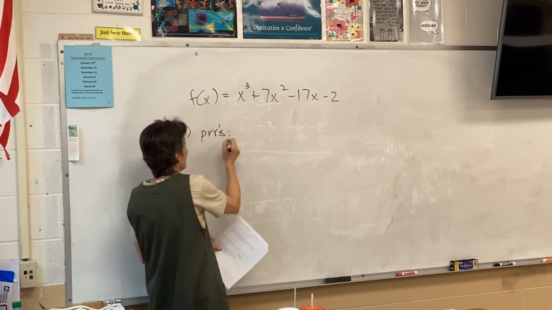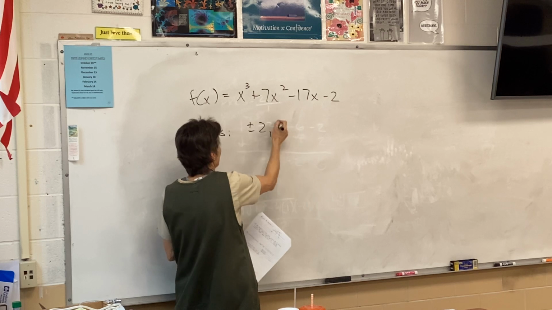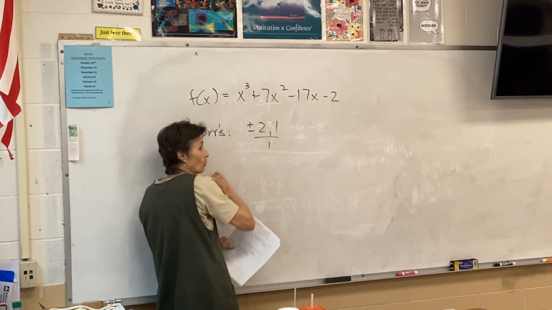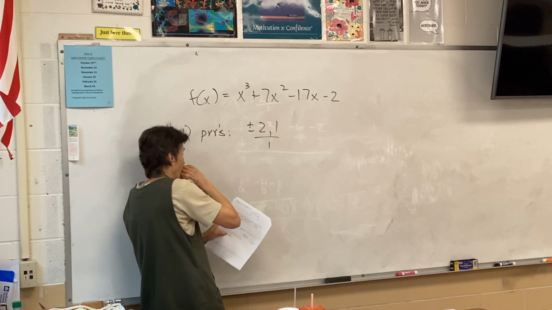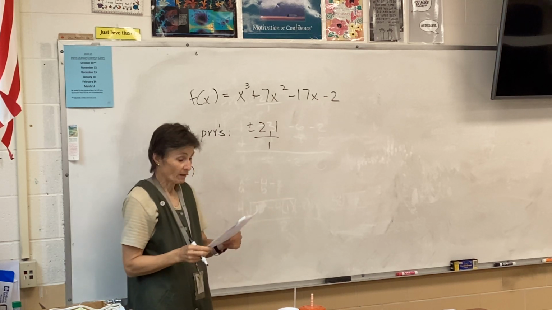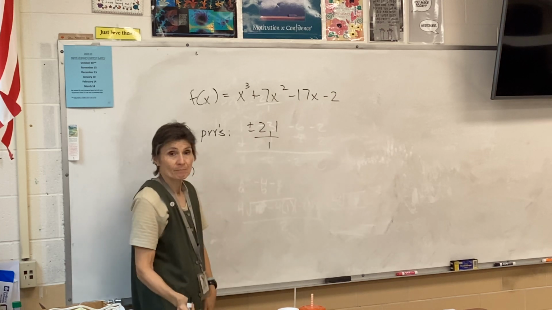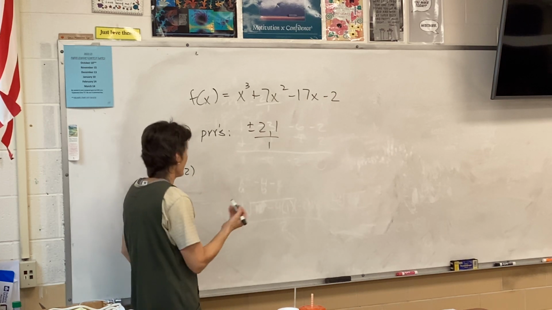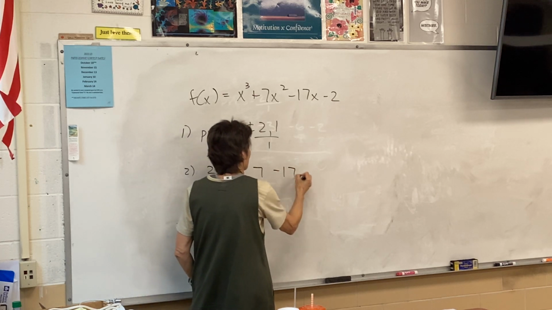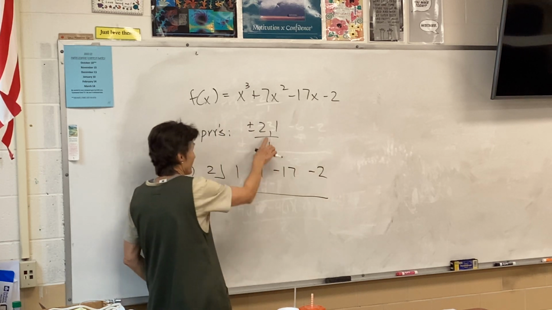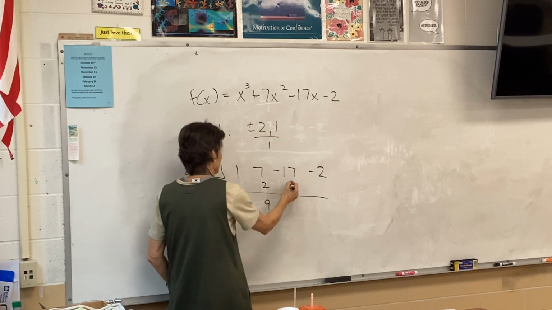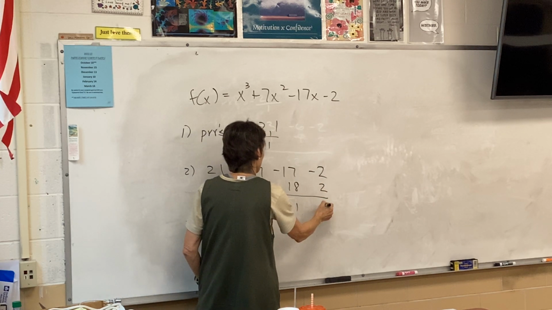So the PRRs are factors of 2 over factors of 1. There really aren't very many to find. Now it says find them. So we'll just take a guess. I don't know, let's try 2. I'm picking a number out of this list. Hey, I think we got lucky again.